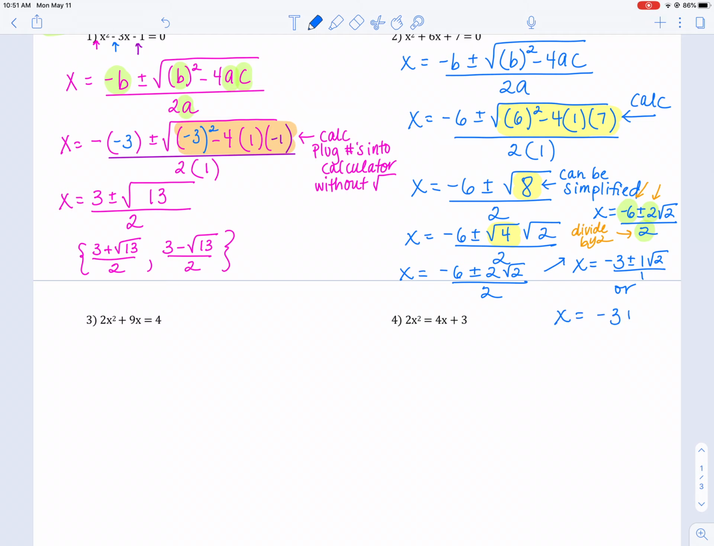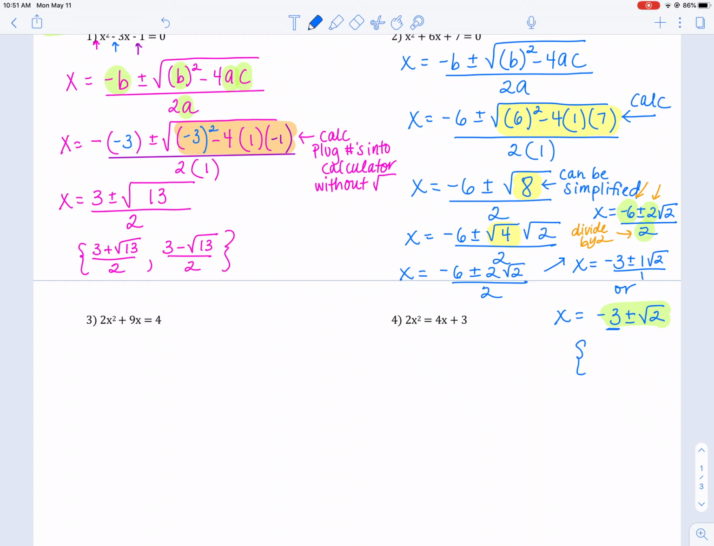Negative 3 plus or minus radical 2. Technically, I don't need the 1 in front of the radical, and I don't need the 1 over the radical. You could put it there, but you don't have to use it. You don't have to put a fraction over 1, and the 1 radical 2, that's like a coefficient of 1, which you don't need. Now, if that negative 3 in the front were a 1, you would need it. You would need 1 plus or minus rad 2.